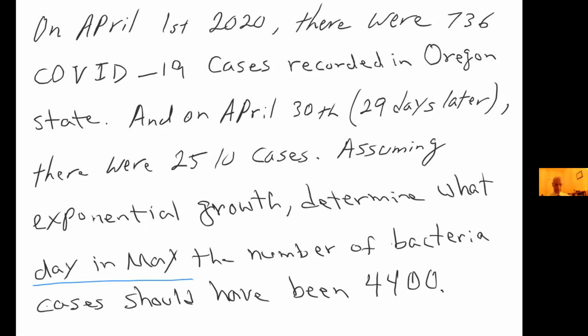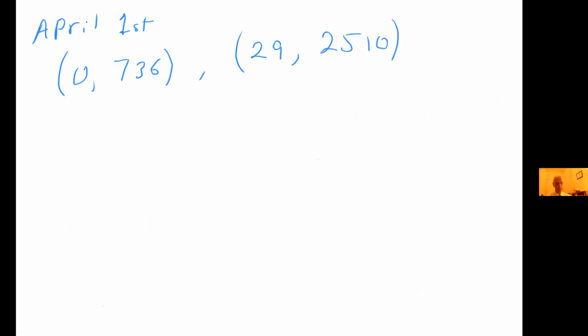Okay, so let's go to the next page. So at time 0, which is April 1st, we had 736 cases recorded. 29 days later, we have 2,510. Okay, and the question is asking, when will we have an output of 4,400?